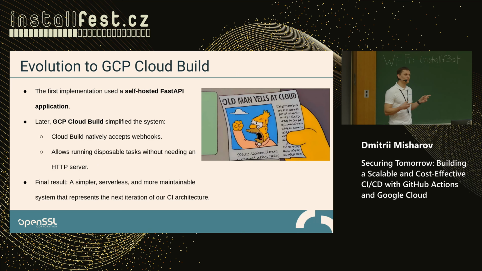I was talking about our first implementation. It was based on this self-hosted FastAPI application, which, as I said, requires its own maintenance. Later, we switched to GCP Cloud Build. It's another piece of Google Cloud infrastructure, which simplified the system further. First of all, you don't need to run a web application. Cloud Build natively accepts webhooks, so it listens for webhooks. It's designed for that.